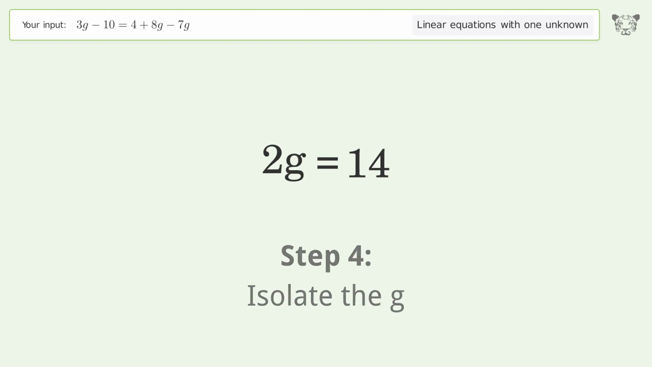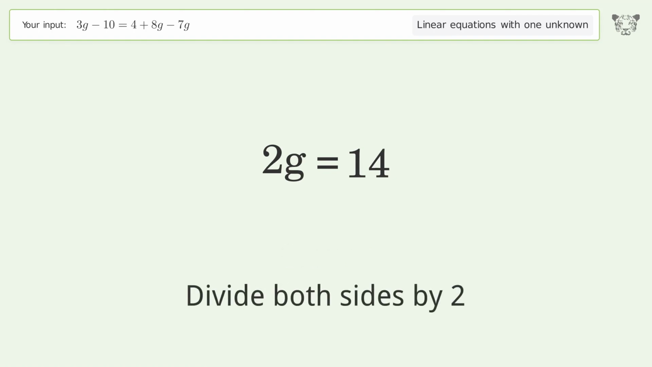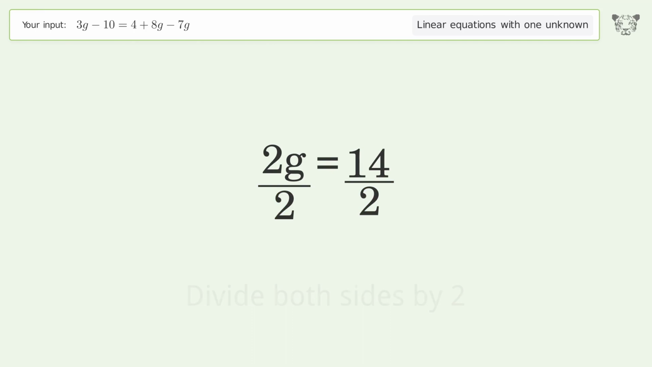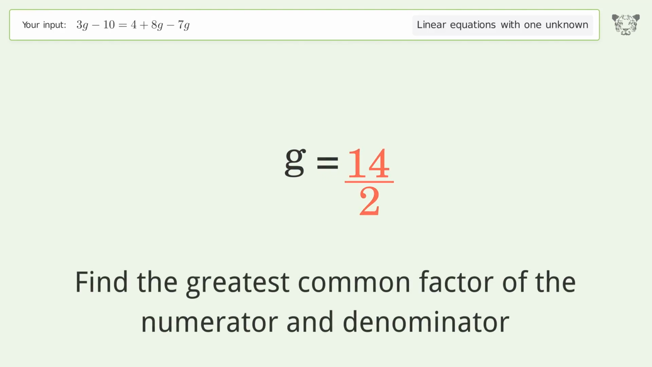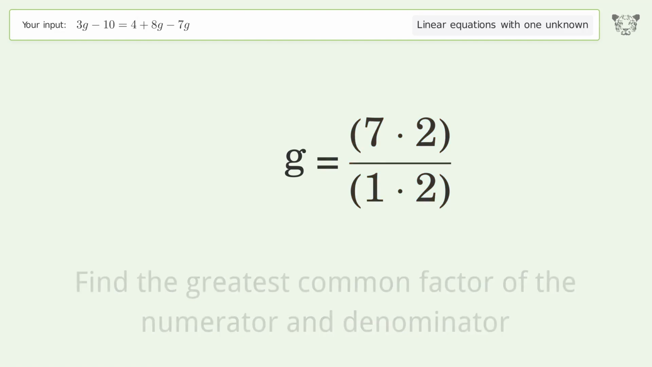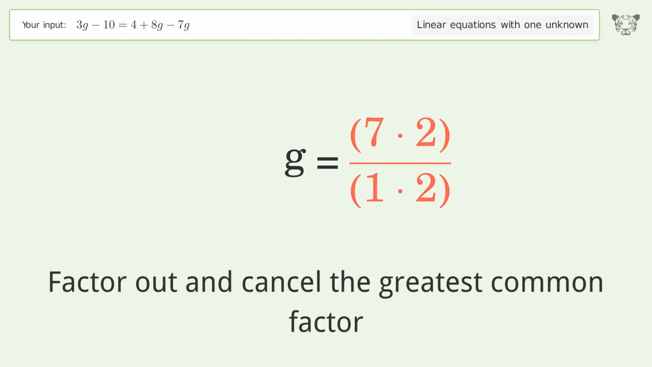Isolate the g. Divide both sides by 2. Simplify the fraction. Find the greatest common factor of the numerator and denominator. Factor out and cancel the greatest common factor.